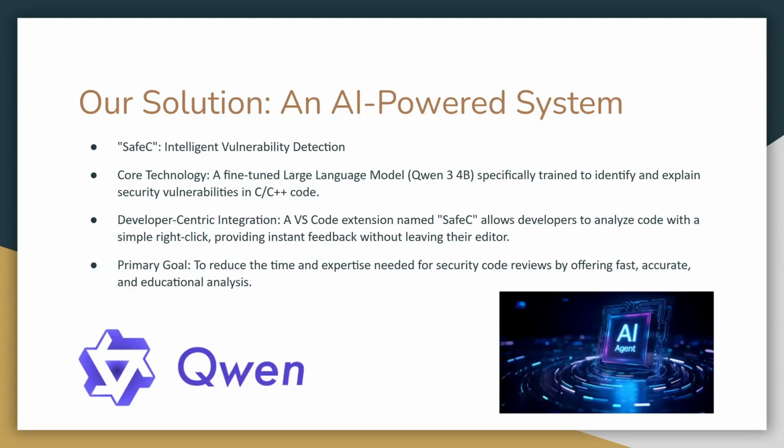Our solution is an AI-powered system which we named SafeC. Here, the core technology is a fine-tuned LLM, Qwen3, having 4 billion parameters, specifically trained to identify and explain security vulnerabilities in C or C++ code. This is a developer-centric integration because we have used this model in a VS Code extension, so that it reduces the time and expertise needed for security code reviews by offering fast, accurate, and educational analysis for developers.